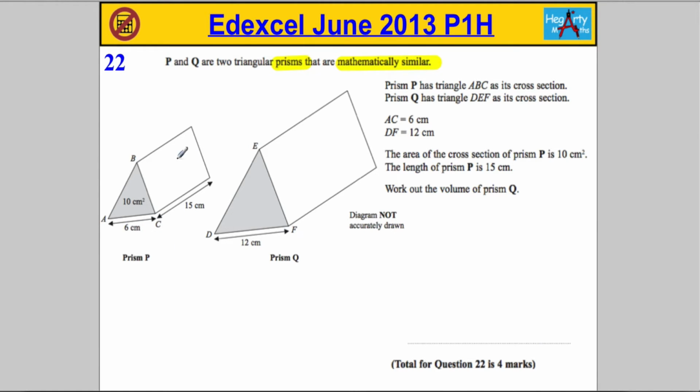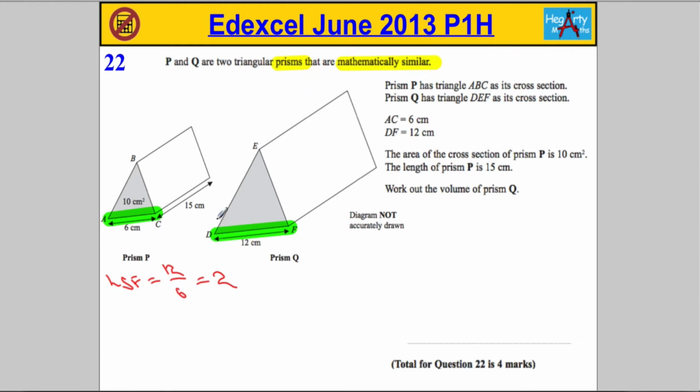Now, because the prisms are similar, I can see two sides that are related to each other. So this side AC is going to be related to the side DF, its corresponding larger side. I can work out what I would call the linear scale factor. I normally work out the linear scale factor by doing the big side divided by the small side. You can do it the other way around if you so choose, you just got to stick with that. 12 divided by 6 is going to be 2.